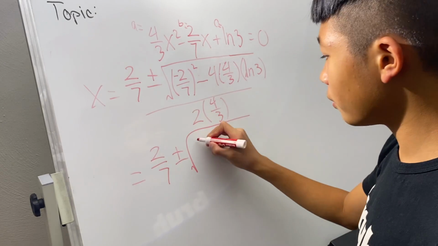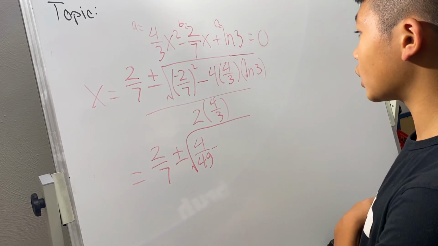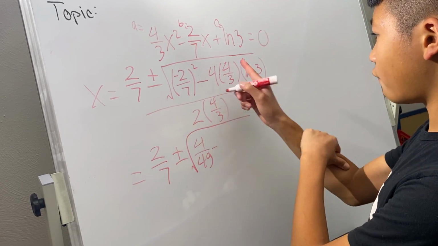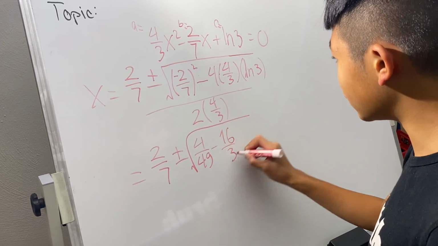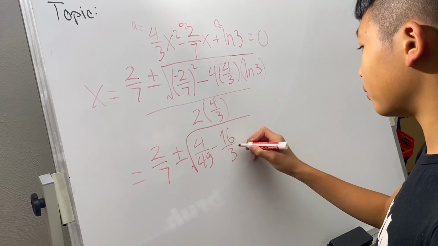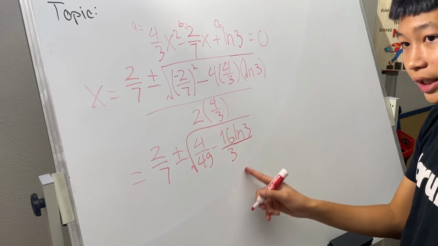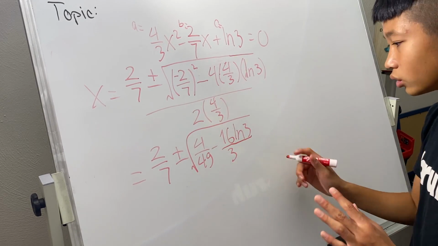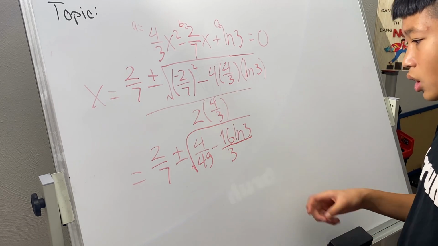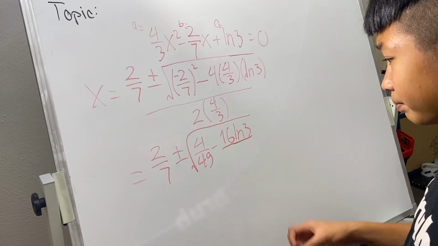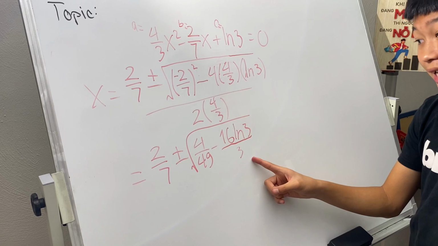This is 4. 7 squared is 49. Then you subtract 4 times 4, which is 16, over 3, like so, times ln 3. And remember, this cannot cancel, okay? This and this 3 cannot cancel. It's ln of 3. But that kind of thing. Okay, subtracting this is going to be tough.